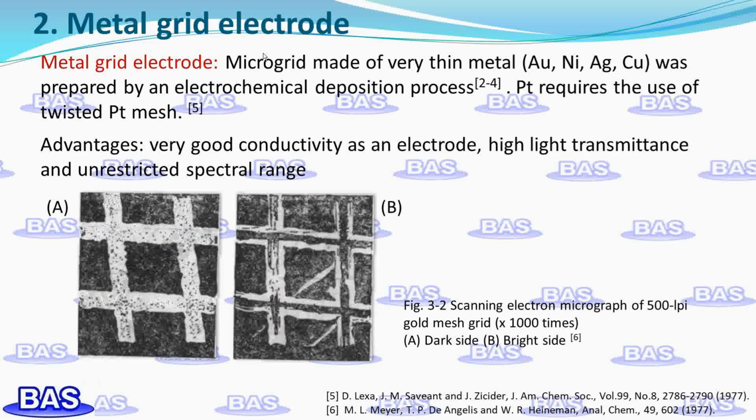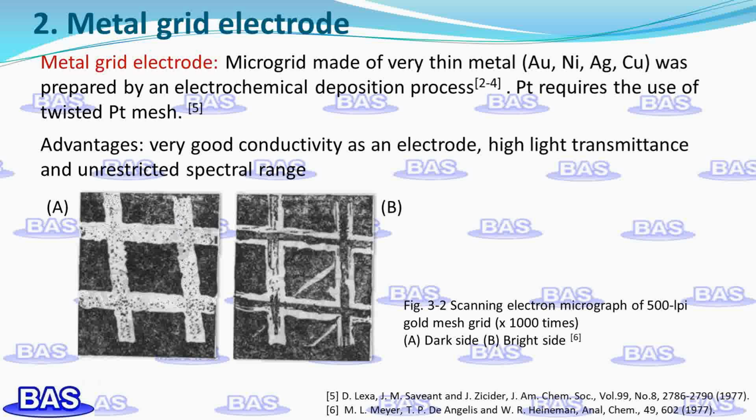The metal grid electrode is a very fine metal micromesh prepared by an electrochemical deposition step. The advantage of the metal grid electrode is that it is a very good conductive electrode with high light transmittance and an unrestricted spectral range. Figure 3.2 shows the scanning electron microscope image of the gold grid. During the electrodeposition process, the bright face is close to the original grid. Platinum grids are not suitable for electroplating preparation, and coarse woven platinum grids are required.